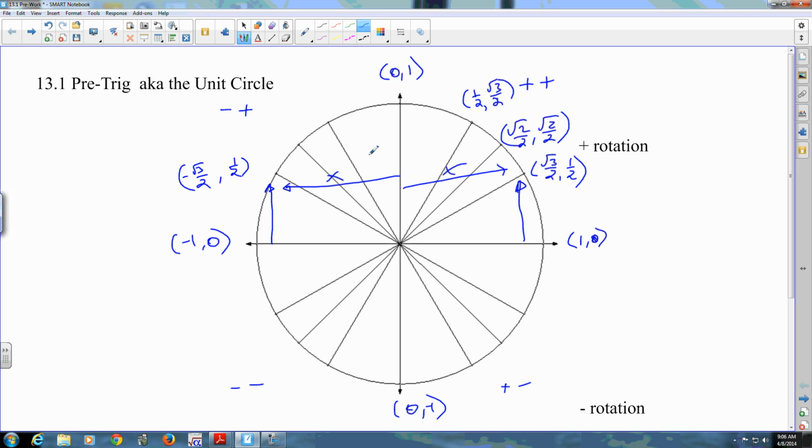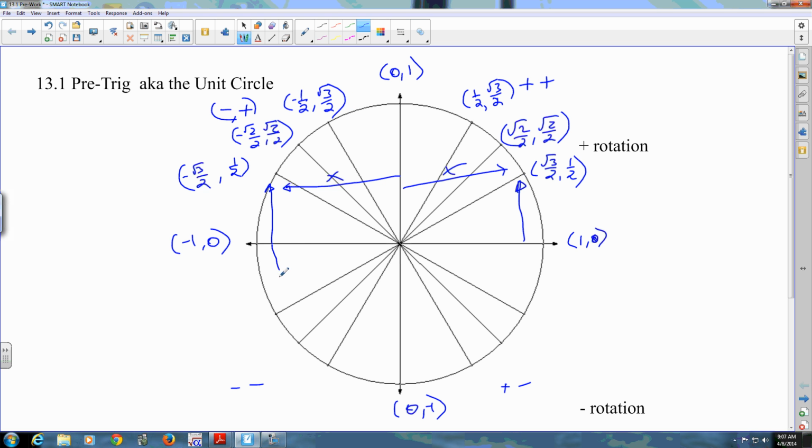Same thing's going to happen here. Everything in this quadrant is going to be negative, plus. They're the same numbers, just in this quadrant. So negative square root of 2 over 2, positive square root of 2 over 2. Same thing's going to happen here. It's the same directly across, except the x's are negative and the y's are positive.